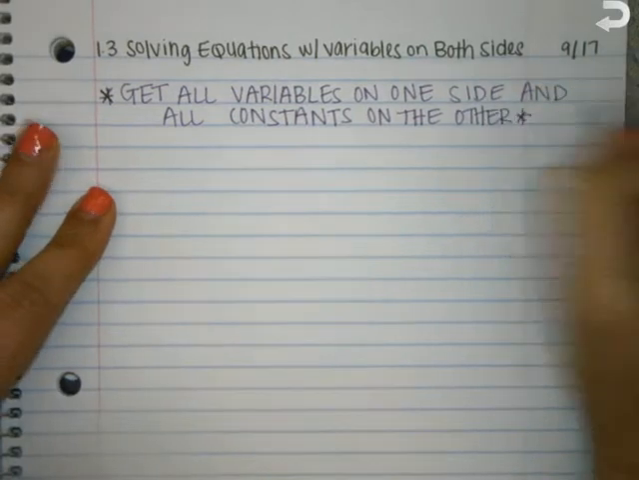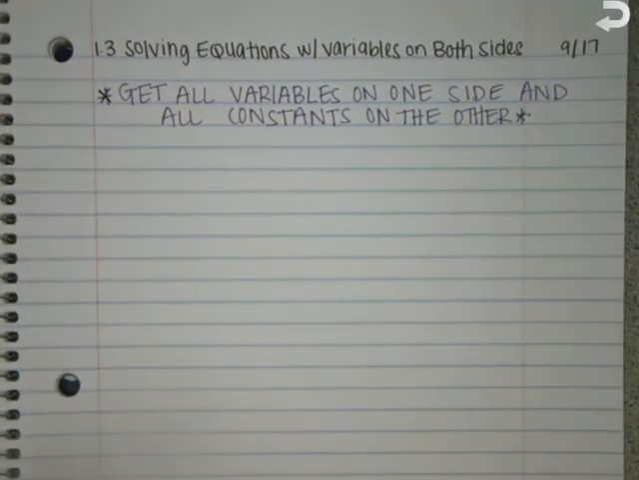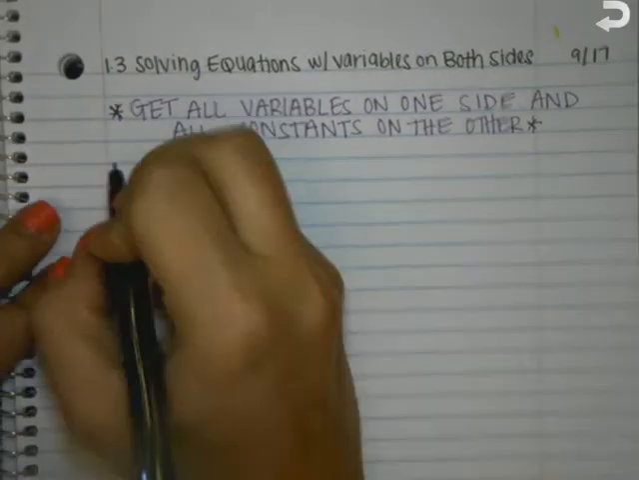Okay, so basically the examples are going to have variables on the left and variables on the right, and your goal is going to be to put all the variables on one side and then all of the constants on the other side of it. Okay, so like all variables on the left and all numbers on the right. Okay, example 1.